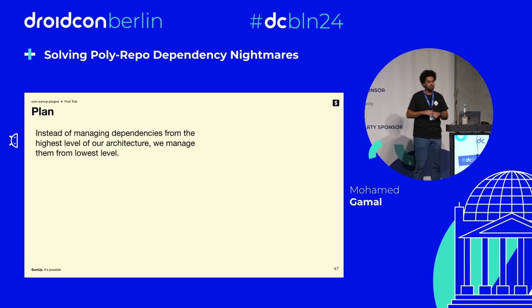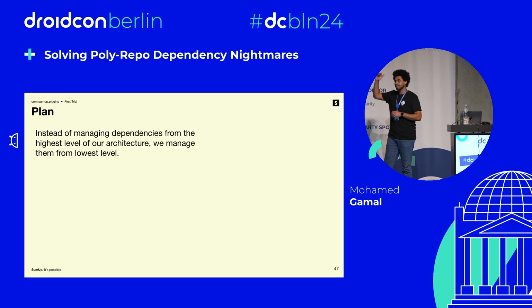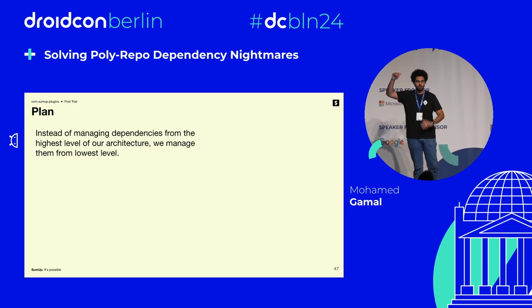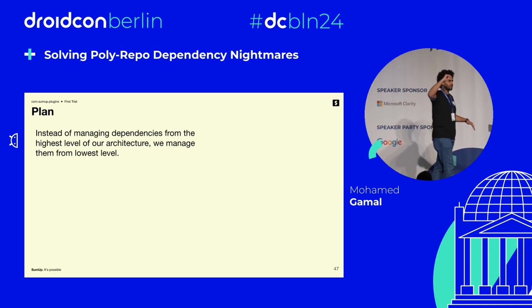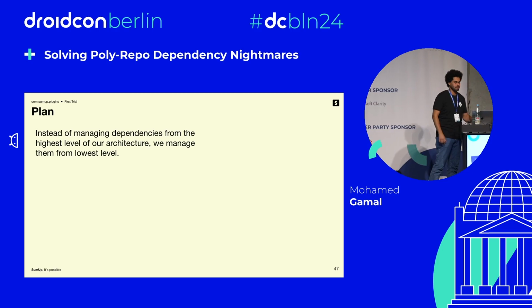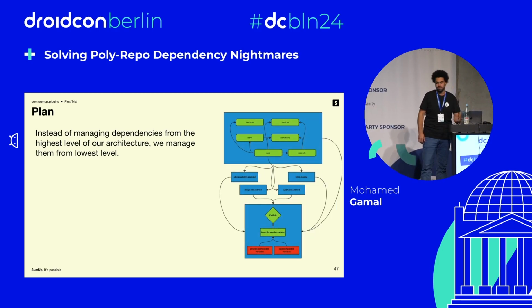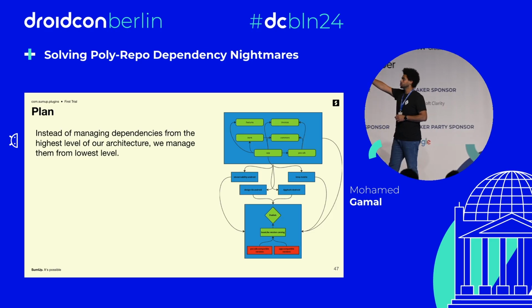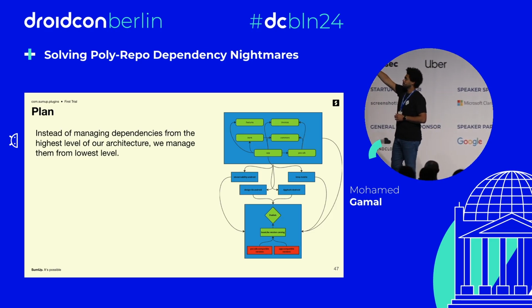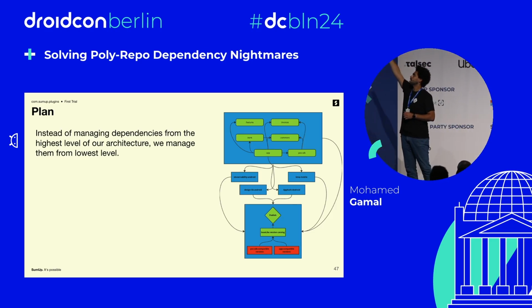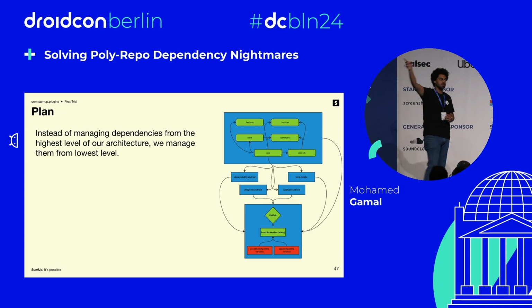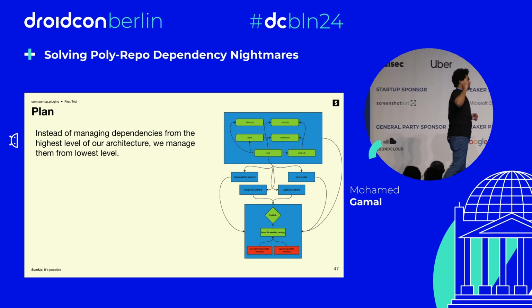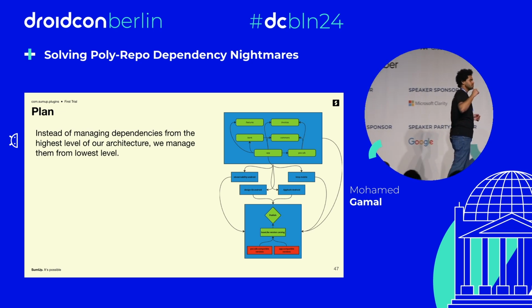So the plan, instead of managing dependencies from the highest level, we manage them from the lowest level. We create the lowest level in our architecture, and we manage the dependencies from there. Something like that. So we have a new repo. This repo, let's call it build logic. And we have other repos. They all depend on it, and also the highest level still depends on it. So whenever you want to update a dependency, whenever you want to update a version, you go update there.